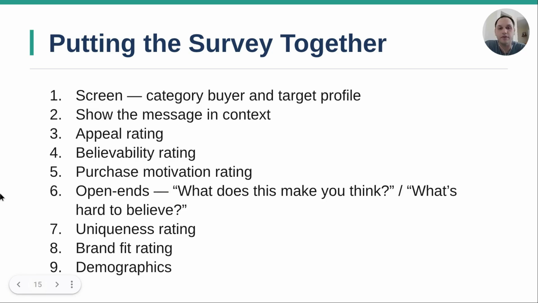Here's the complete survey in order. Screen for category buyers matching your target profile. Show the message in context. Ask the appeal rating. Ask the believability rating. Ask the purchase motivation rating. Then the open-ended questions. What does this make you think of? What's hard to believe? What would make it better? Then uniqueness. Then brand fit. Then demographics.